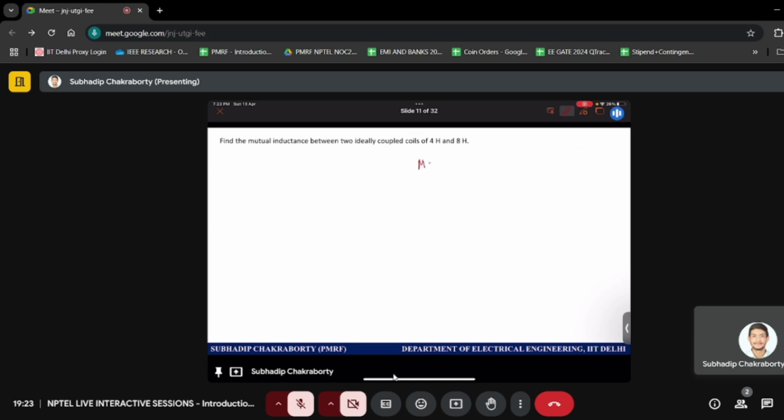And they are also asking you to calculate mutual inductance for two ideal coupled coils. So for ideal coupled coils, take coupling factor K equal to 1. So it gives us M is 1 times root 4 into 8, or it is coming around root over 32, which is 5.66 Henry. So this is the answer.